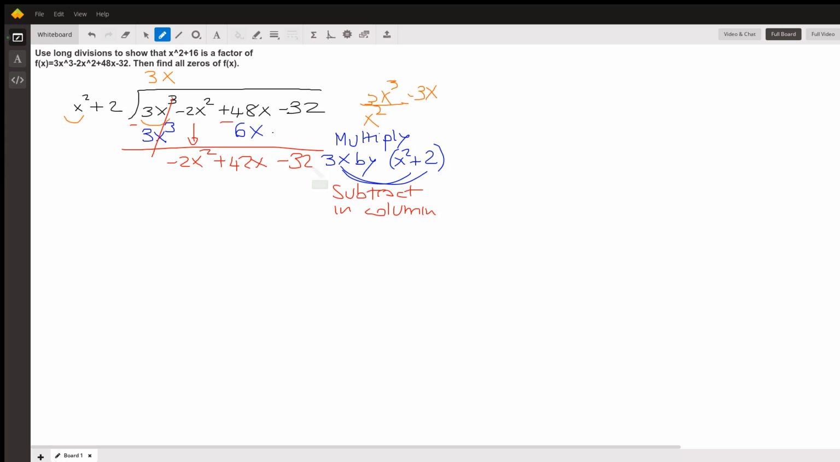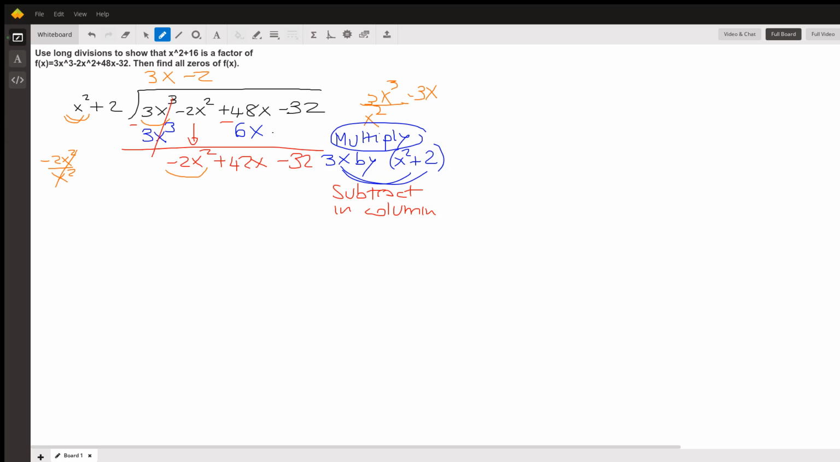All right? Now we are going to repeat the steps. So what was the first step? It was to use this and divide it by x squared. So the first term divided by the first term. X squared cancels, and we get negative 2. Where does negative 2 go? Negative 2 goes here.